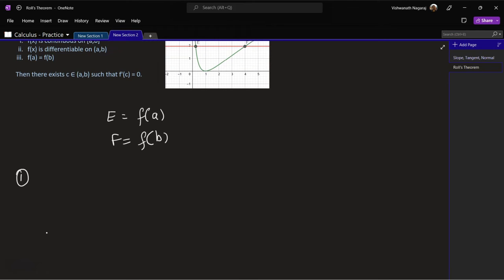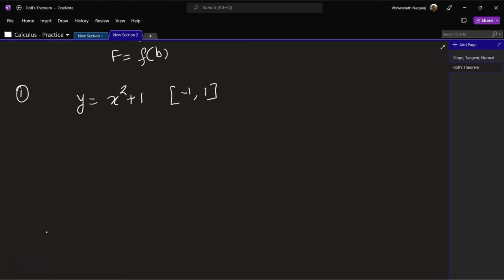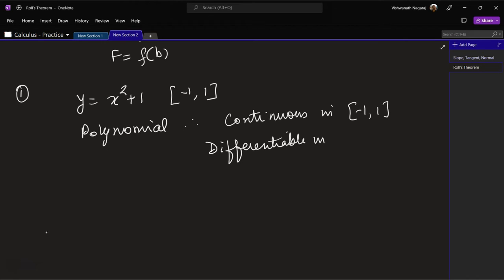So first one, let's say we have a function y is equal to x square plus 1, and we are told that we have to look at the closed interval -1, 1. This is a quadratic equation, so it is going to be continuous. More than a quadratic, it's a polynomial. So polynomial, therefore continuous in the closed interval -1, 1, and it is going to be differentiable in the open interval -1, 1. Now the third condition is f of a and f of b should be equal.